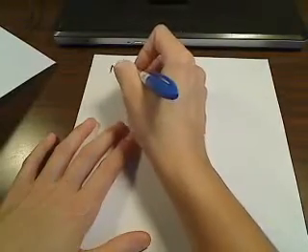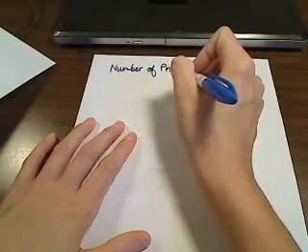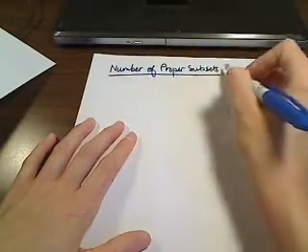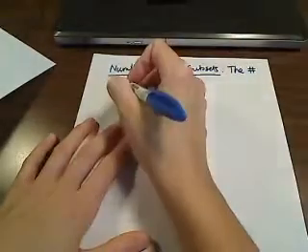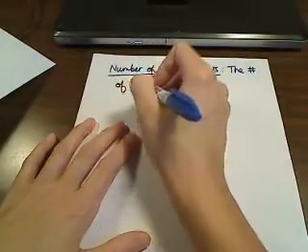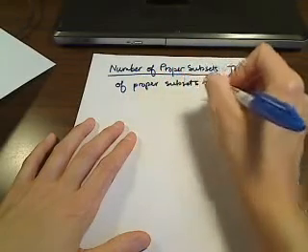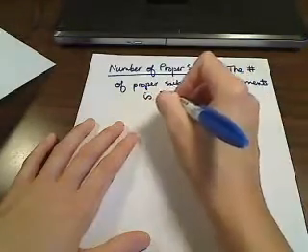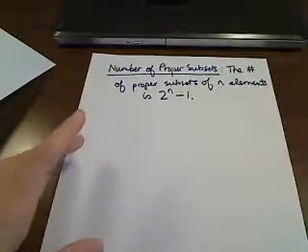So the number of proper subsets of n elements is 2 to the n minus 1.